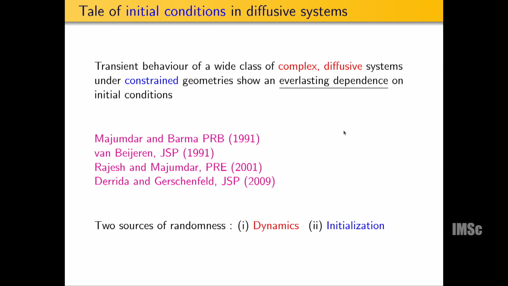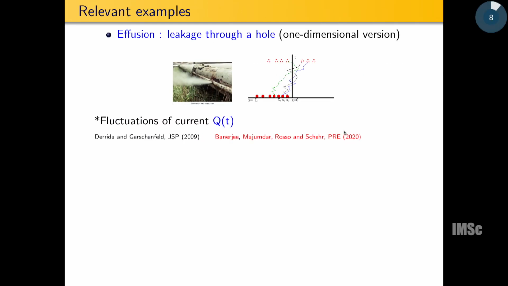What are examples of these kinds of systems? Think of this problem of effusion. You have a pipeline which carries some kind of gas, there is a hole in the pipeline and the gas leaks out. In this question, what you are really interested in is the current of the gas that is flowing out of the pipeline. You are not really interested in any steady state property after the gas is leaking out. So this is a transient problem inherently. You would like to understand these kinds of questions in terms of fluctuations of a current.